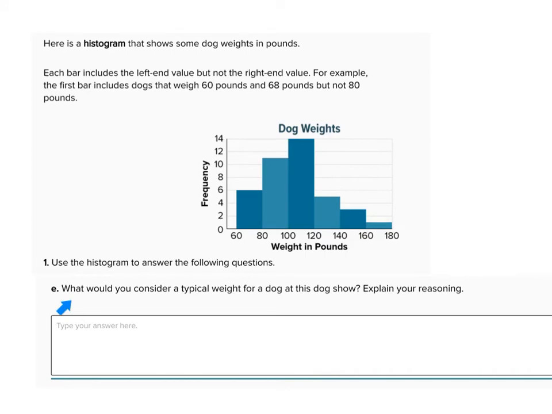Okay, our last question is, what would you consider a typical weight for a dog at this dog show? We've talked about typical weights before, and we've often used the word center. So I am trying to figure out what I think the center of this data is. So right off the bat, I'm really interested in something here. I've got some weights to the right, I've got some weights to the left. This is the highest stack, and it looks like it's pretty close to the middle.